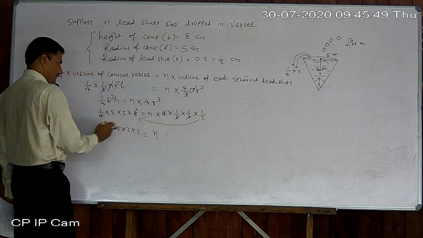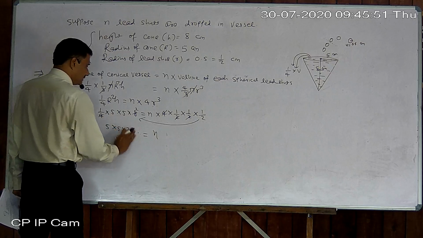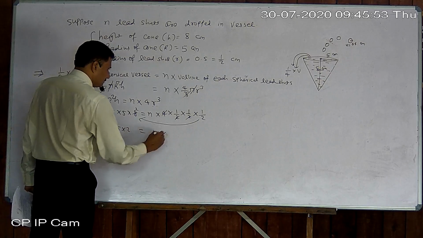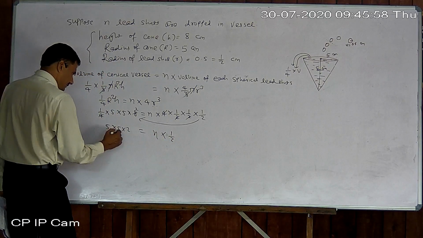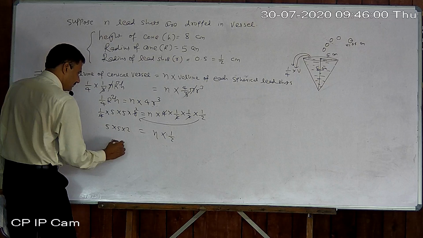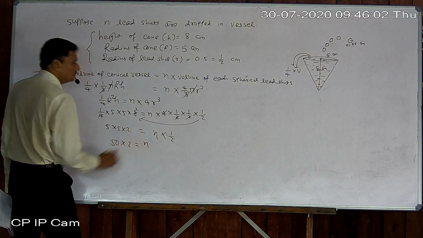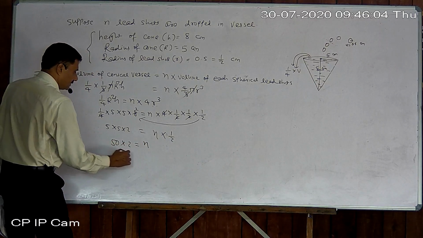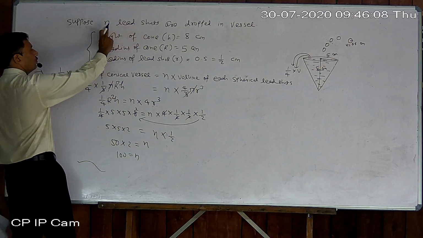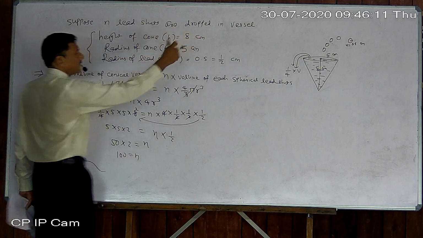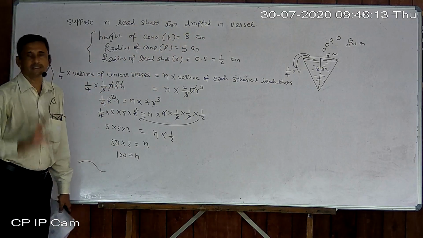Whatever is left, we just write first of all. Otherwise, you can do this in the next step also. In next step, just shift it. Okay, so now 5 5s are 25, 2s are 50. 50 into 2 is equal to n. So 100 equal to n. Now just write down that statement again. Therefore, 100 lead shots are dropped in the vessel.